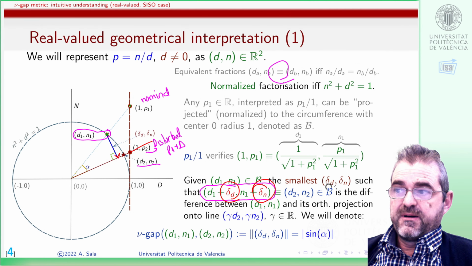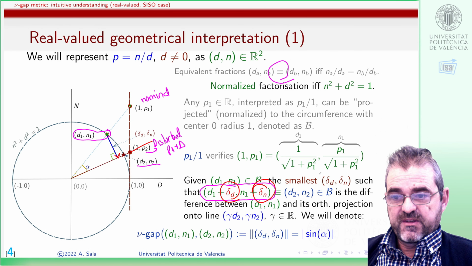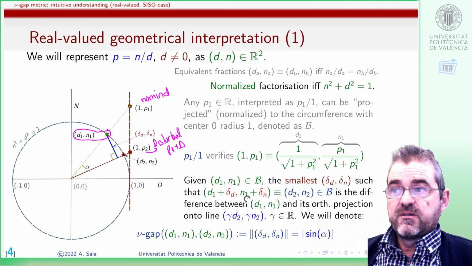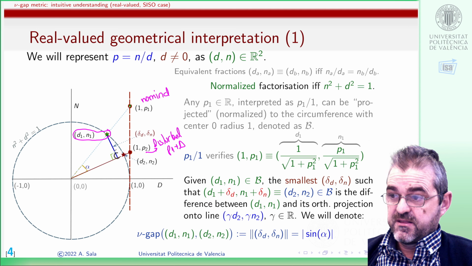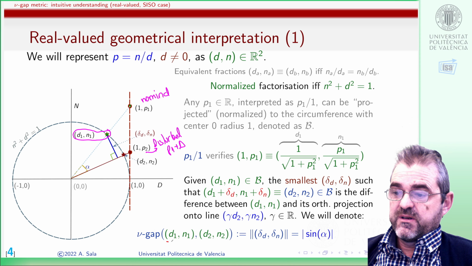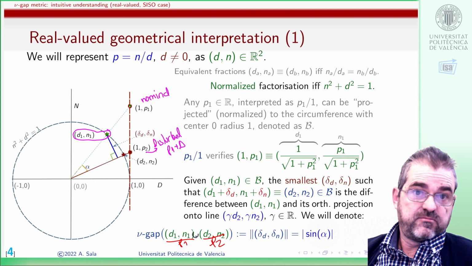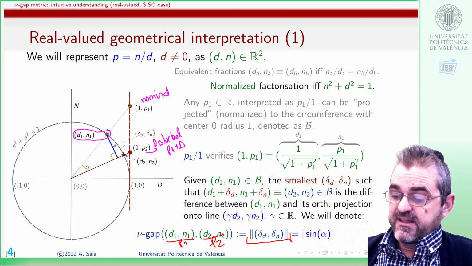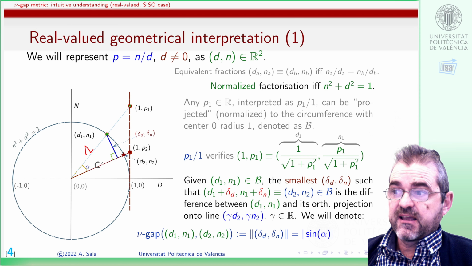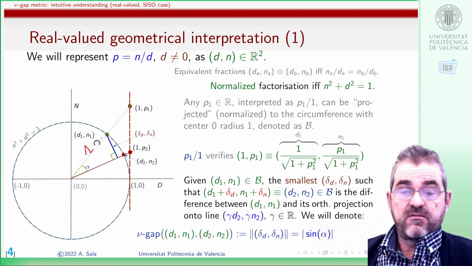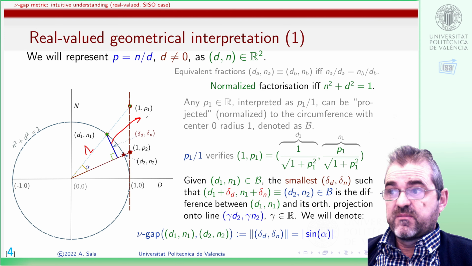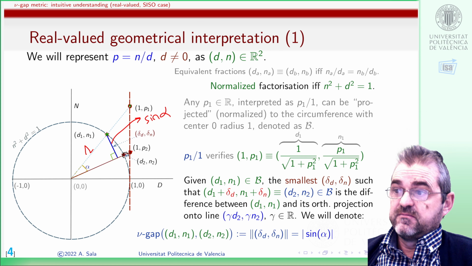The smallest perturbation to the green star, the smallest in Euclidean norm, such that I transform P1 onto P2 is the distance of this segment, and that will be called the nu gap between P1 and P2, the norm of this vector. As this is radius 1, if alpha is the angle between the two lines that represent P1 and P2, then the length of this segment is the sine of alpha.